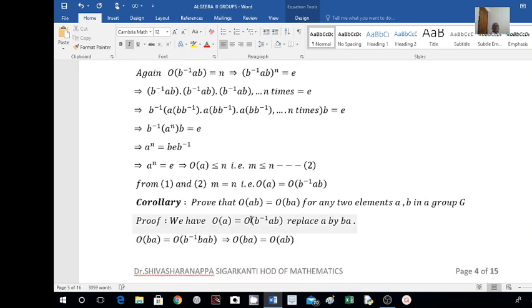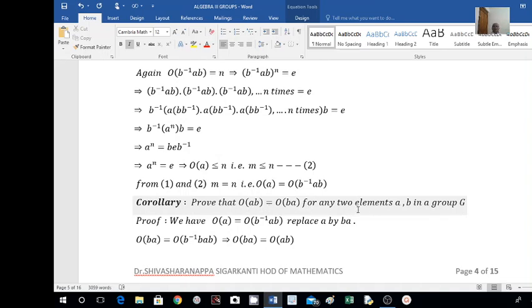Prove that order of AB equals order of BA. Suppose G is an abelian group, then definitely AB equals BA, therefore the orders are the same. If G is not an abelian group, then AB need not be equal to BA. But what this corollary states is their orders are the same. The elements may be different, but their orders are the same.